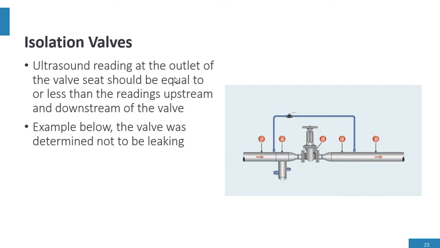The ultrasound reading I was just talking about must be equal to or less than the readings upstream and downstream. Just repeating, how do we determine that the valve is not leaking through? The valve reading is equal to or less than upstream and downstream. The valve is seated and not leaking through.